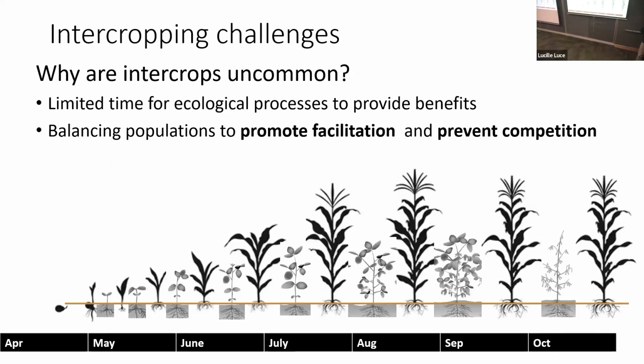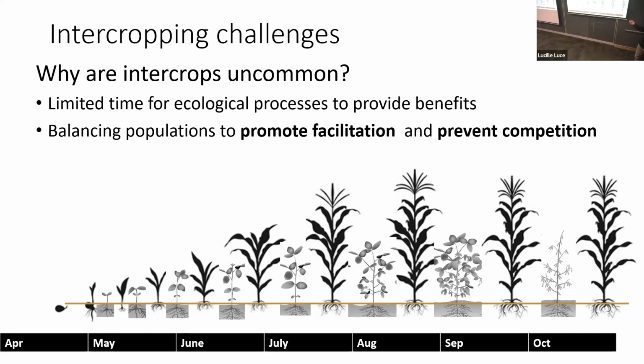But I'd argue that one of the reasons is that some of the nitrogen benefits take time. And with an annual cropping system, we don't have a whole lot of time. There's actually limited time for these ecological processes to play out.